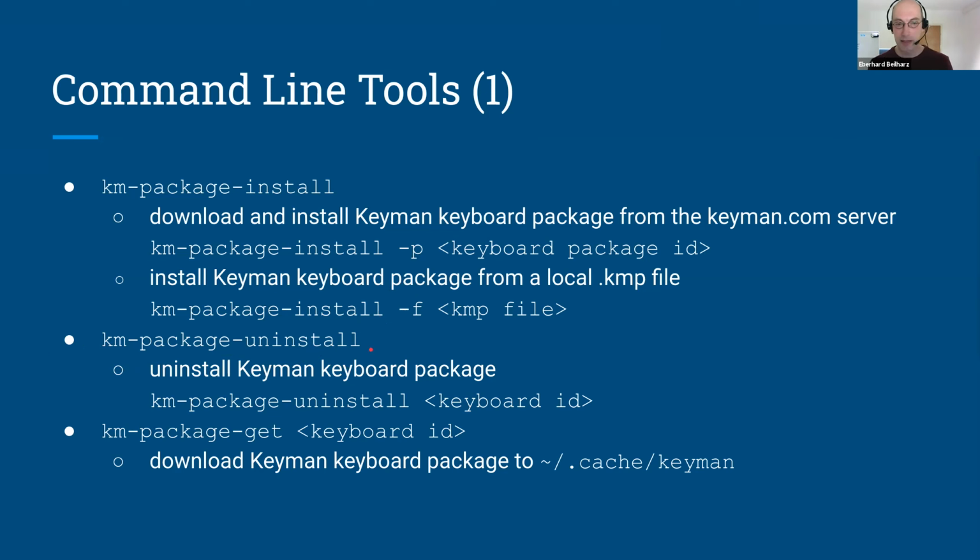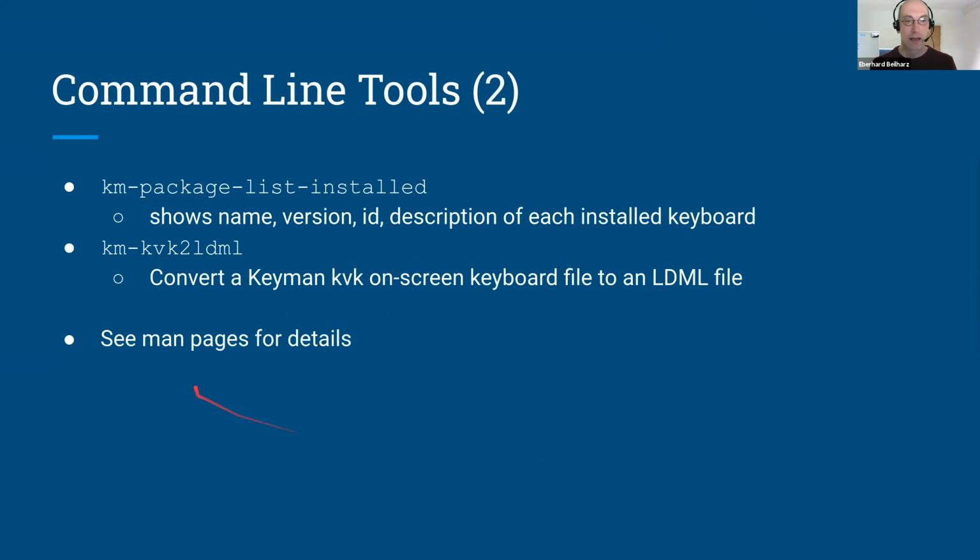km-package-uninstall is basically the reverse. It removes the Keyman keyboard package. And km-package-get only downloads the Keyman keyboard package without installing it. And then km-package-list-installed shows all the installed keyboards and some information about them: name, version, description, and so on.